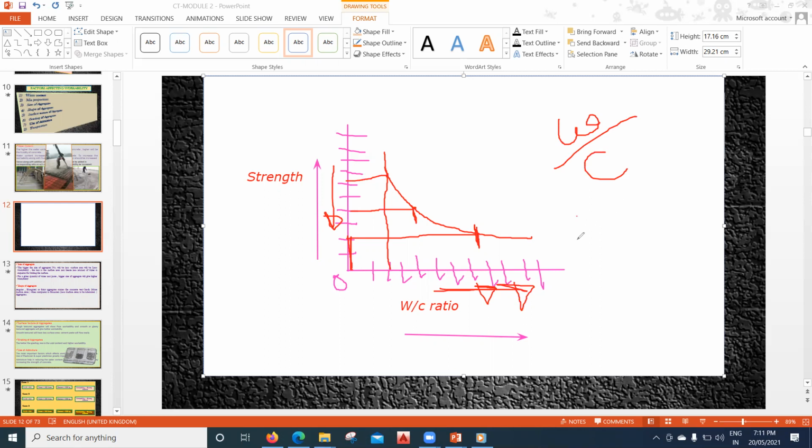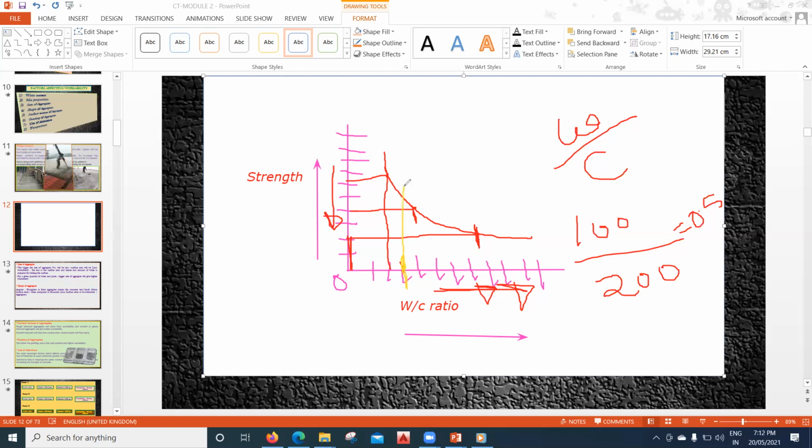Let us say I have 100 liters of water, and I have 200 kg of cement. So what is the water cement ratio? If you divide it, you are going to get 0.5. So 0.5 is my water cement ratio, and let us say 0.5 is somewhere here. Okay, I'll make use of a different color. Yeah, let us say this is my 0.5.